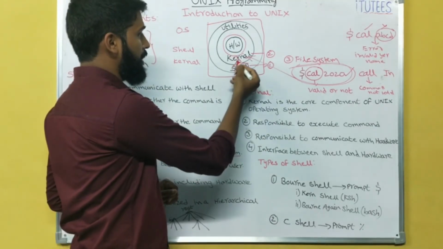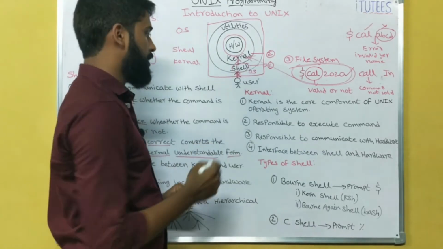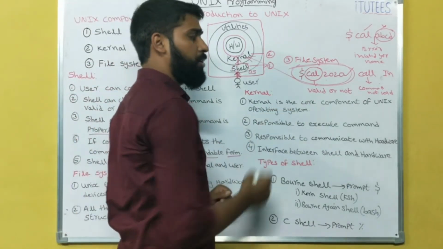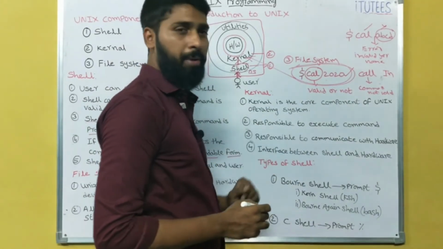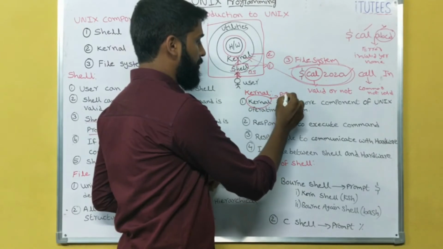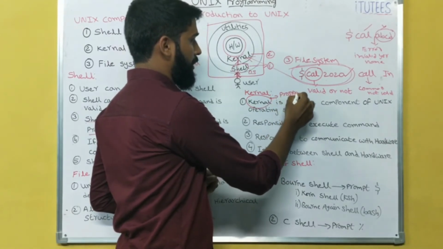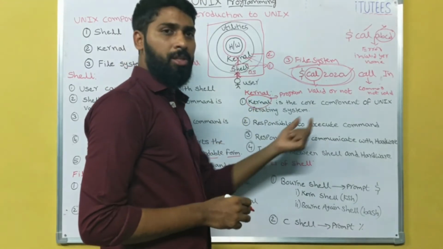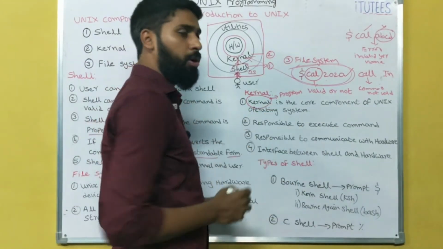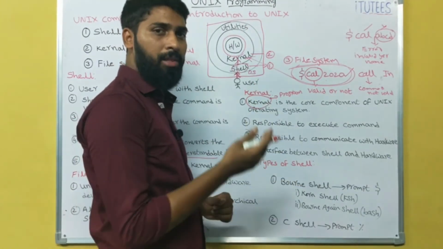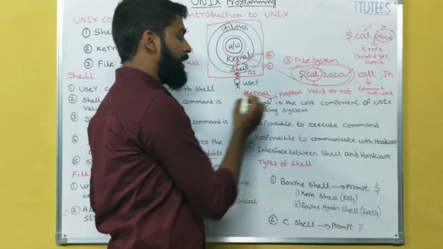Next, the shell interacts with the kernel. So what are the functionalities of the kernel? The kernel is the core component of the Unix operating system. The kernel is also a small program, written in C. This program is the core component in the Unix operating system. Whatever command you want to execute, all these commands are executed by the kernel.